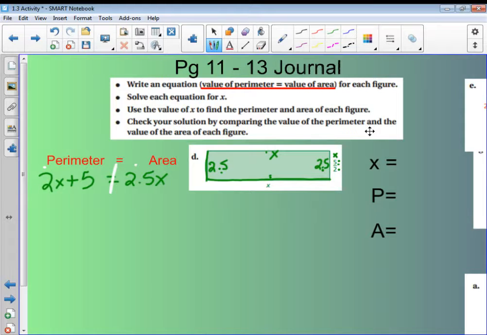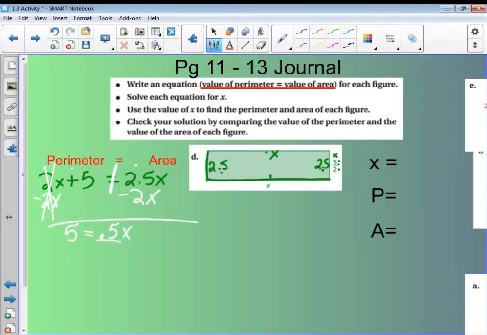2x. You're not thinking the opposite of this symbol. You're thinking the opposite of what this is because you're taking the x with it. So right now it's positive 2x. We're going to say minus 2x or subtract 2x, negative 2x. Minus 2x. I have 5 equals 0.5x when I subtract x.